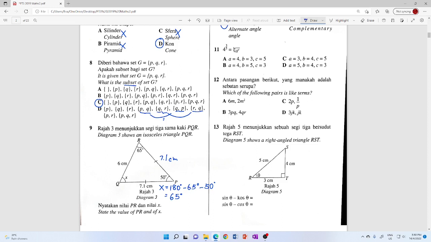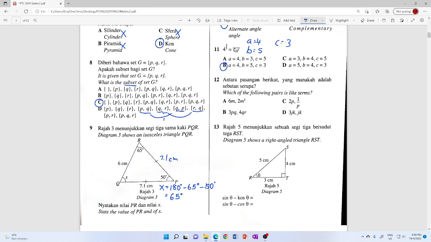A is the base. So the base is 4. And B is the root. The root is 5. And C is the power. Power is 3. So the answer is B.